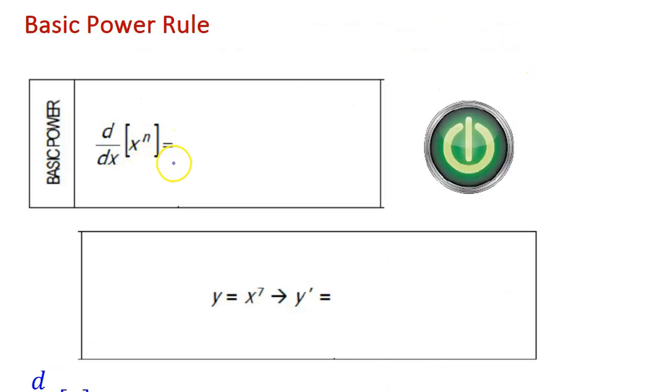So here's your first derivative rule. Given a function in the form x to the n power, where n is a constant, the derivative of this function can be found by taking the exponent and putting it in the front, and then you write x, and the exponent is now reduced by 1. So n will become n minus 1. For example, given y equals x to the 7th power, y prime, the derivative, will be 7x to the 6th power.